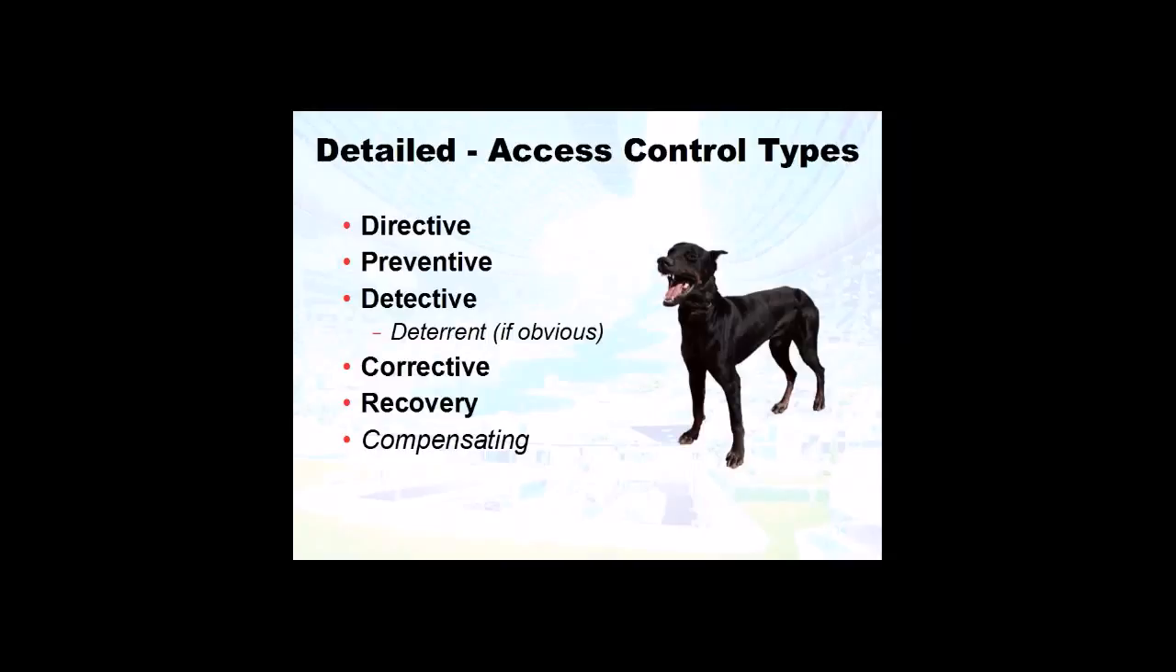Corrective, again, deals with the insufficient access control. How did this happen? We weren't encrypting passwords. We got to start doing that. Correct that. We weren't locking the door. Oh, you got to lock the door from now on. Recovery, get back what was stolen. And compensating are our business continuity plans. The donut tire. Doesn't have the same service level, but it'll get me there.